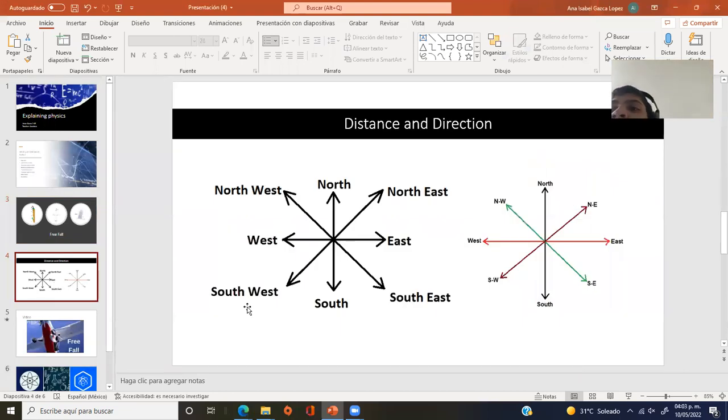Our second topic, distance and direction. Distance is a scalar measure because it is independent of a direction. It is expressed with a number and its corresponding unit, be it meters, kilometers, or any other. In contrast, displacement is a vector quantity that depends on the direction. Now I will show you the presentation that I did for my class.